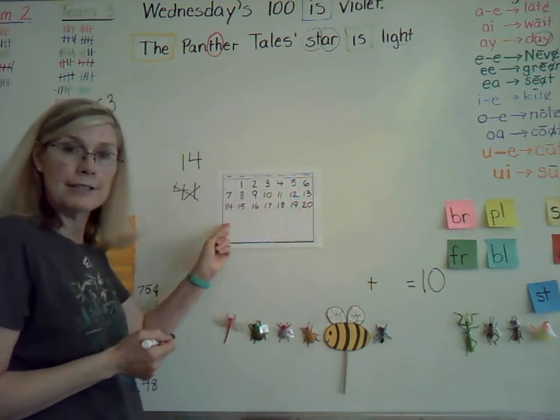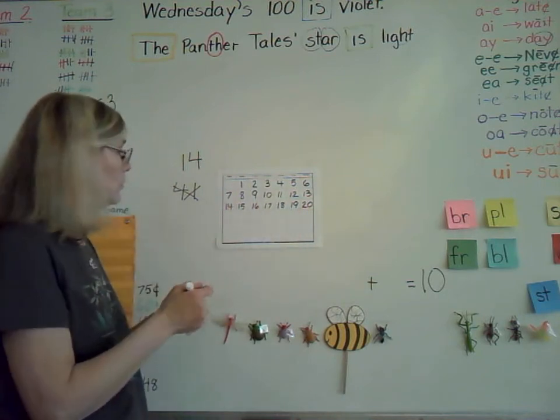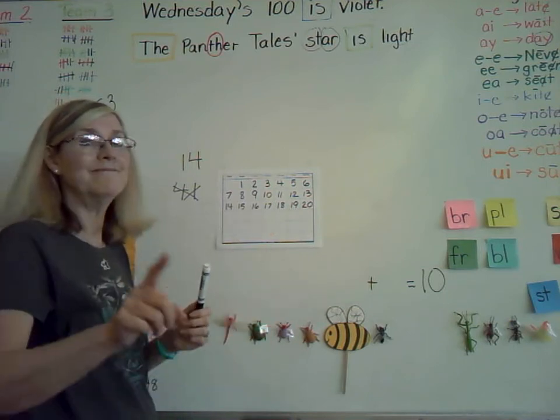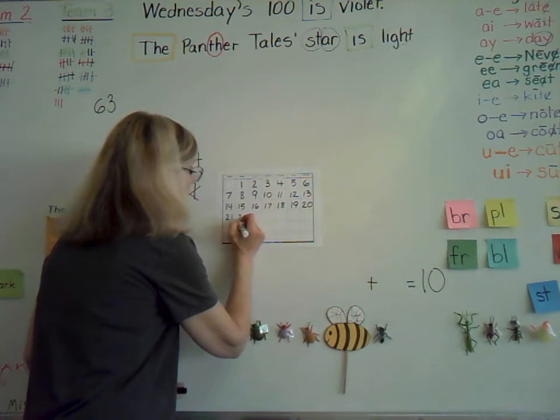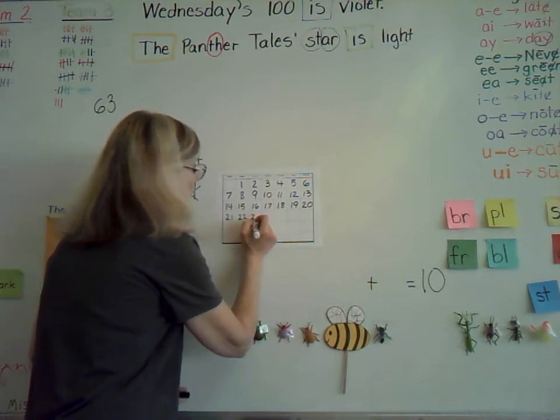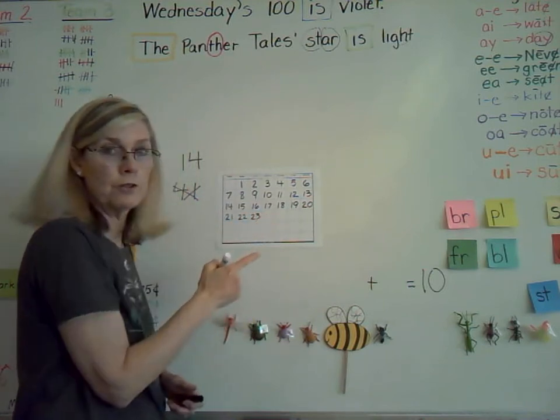Come down to the next row to start the next week with what comes after 20? 21. 21, 22, 23. Make sure you're starting with a 2, right?